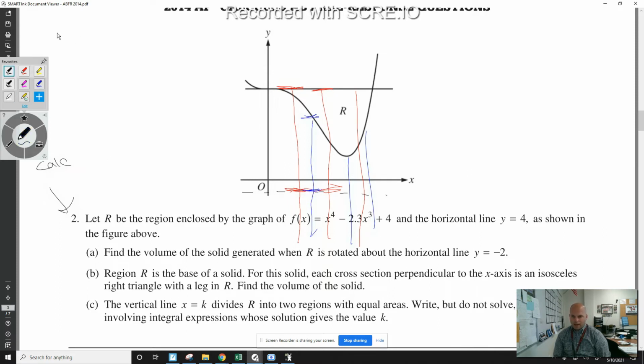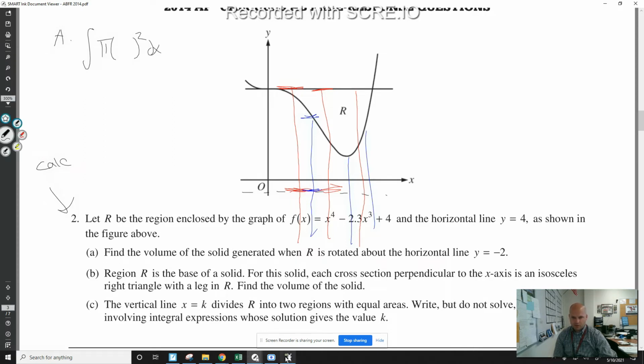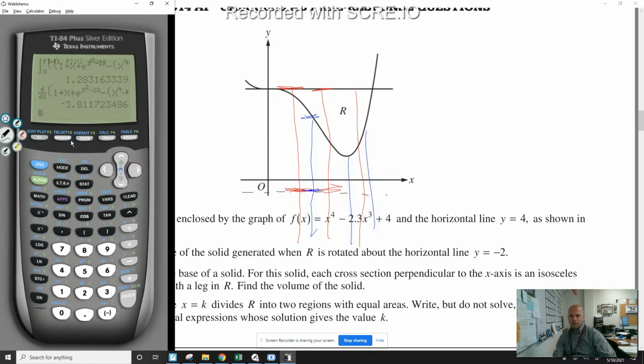So for part A, I'll do it right here. Again, infinite sum, pi r squared h. I have to find the intersection between those two because I'm going to start at 0 where they first intersect, and they end at... I think it's at 2.3. Y equals 4. Y equals x to the 4th minus 2.3 x cubed. Type it in correctly. Plus 4.